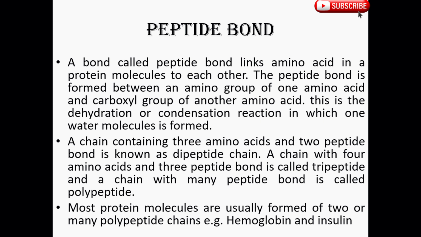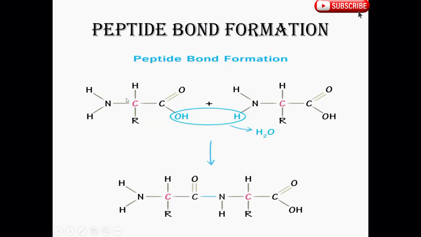What is a peptide bond? A bond called peptide bond links amino acids in a protein molecule to each other. The peptide bond is formed between an amino group of one amino acid and carboxyl group of another amino acid. This is a dehydration or condensation reaction in which one water molecule is formed. For example, this is one amino acid with the carboxyl group and this is another amino acid with the amino group. The hydroxyl group from the carboxyl and hydrogen from the amino group combine to form water, and a bond is produced between the two amino acids. This bond, shown here in blue color, is known as a peptide bond.